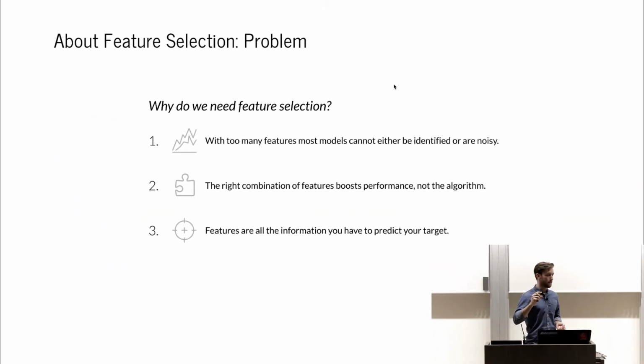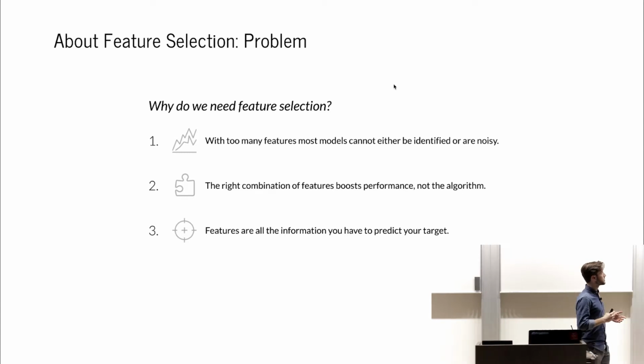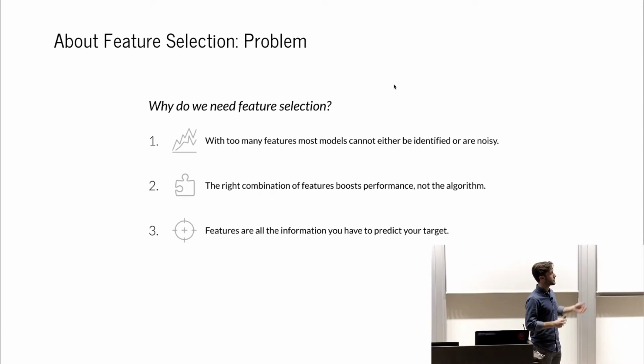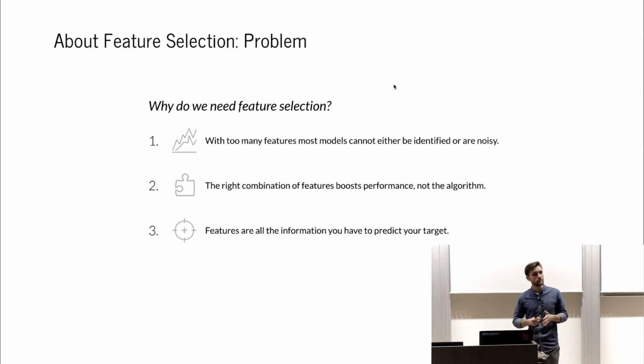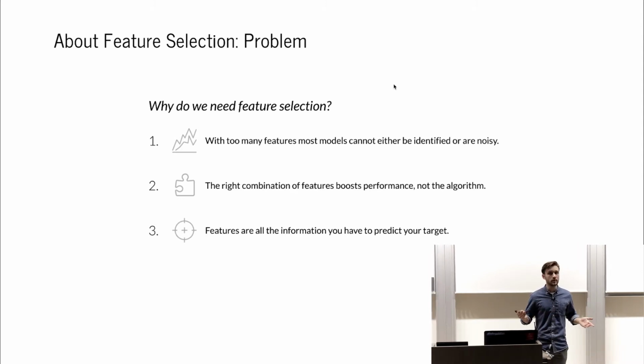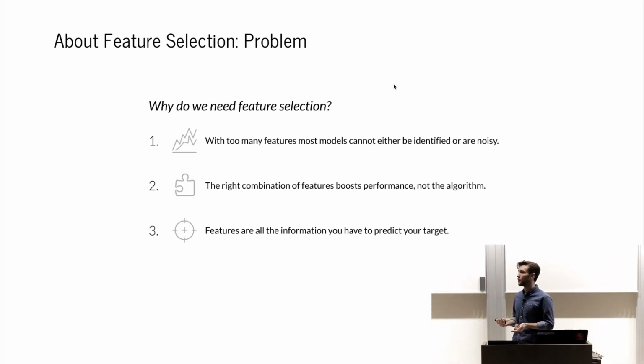OK, so I'm going to be talking the rest of the time now about feature selection. And I'm not sure how many of you actually ran into a problem where you have way too many features for way too little observations. But we run into that all the time.